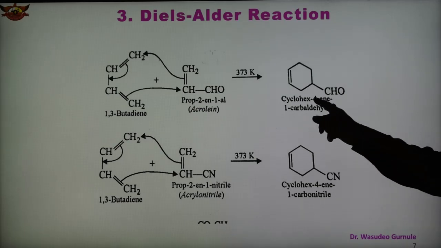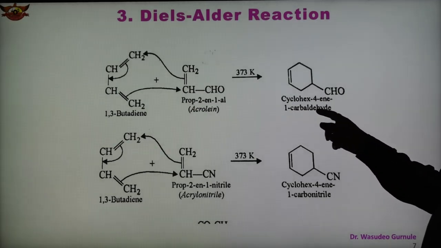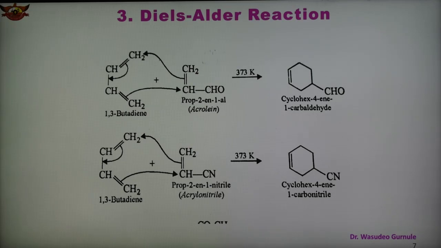Cyclohexene, 4-cyclohexene-1-carbaldehyde. So in this way we can write the name of this compound. So 1,3-butadiene, when it undergoes the reaction with acrolein, we get 4-cyclohexene-1-carbaldehyde. Another similar type of reaction is there.